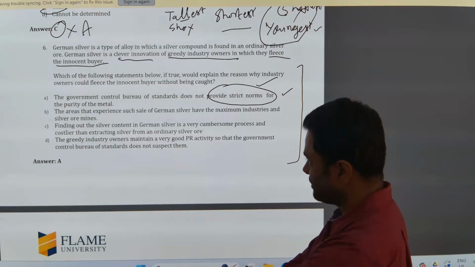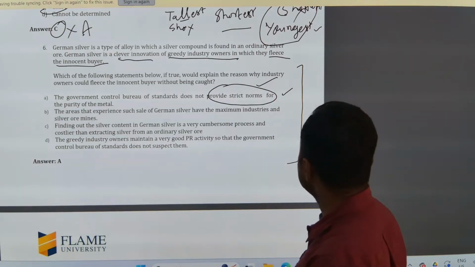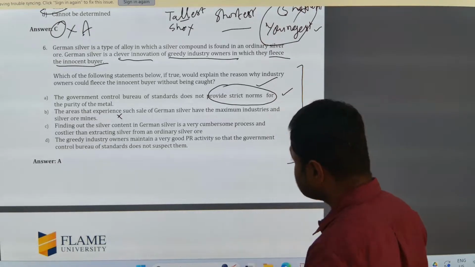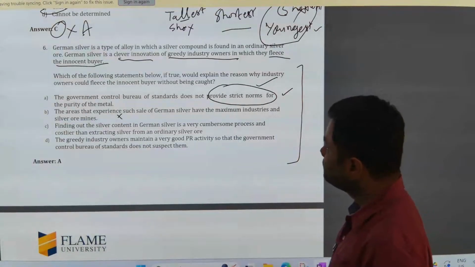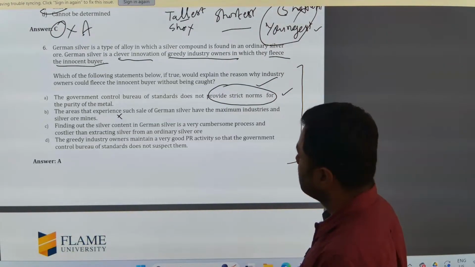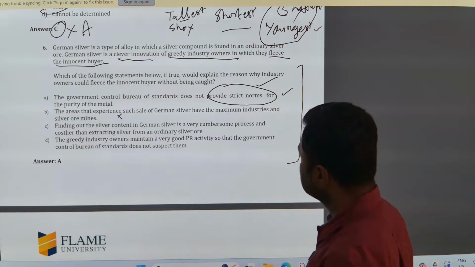Let us read further. The areas that experience such sale of German silver have the maximum industries and silver ore mines. So this does not make sense. So the areas which have more silver ore mines, there the cheater will go scot free. This does not make sense.